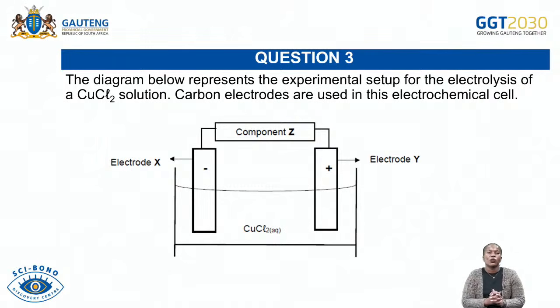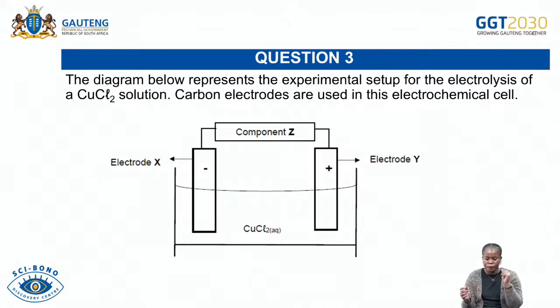And then question 3 goes on to say the diagram below represents an experimental setup for the electrolysis of a CuCl2 solution. Carbon electrodes are used in this electrochemical cell. Now it's important to read. Please take note, read the statement that is given to you all the time, because it gives you a clue what is happening in that specific question. Also, analyze the diagram. Be very clear about what you are dealing with.